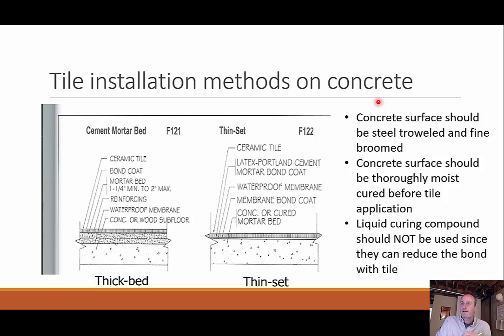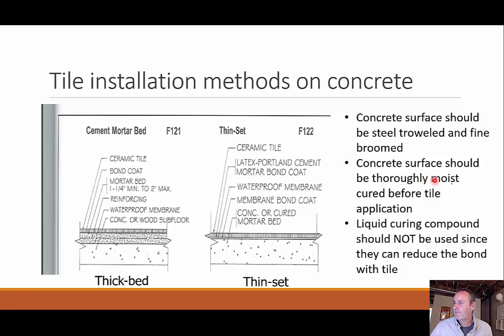All right, so when we talk about tile installation on concrete itself, so now we're saying right on top of concrete, we really can get a good bond here. There's two ways you could do it. You could either do this thick bed or you could do thin set. As you can see, we're basically talking about the thickness of your mortar. Concrete surface should be steel troweled and fine broomed. What you're doing is you're creating a surface that the mortar will stick to, right?